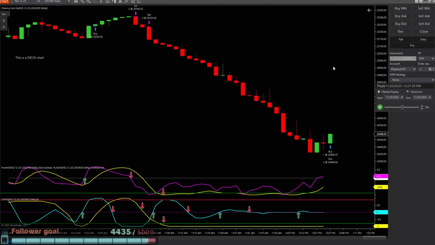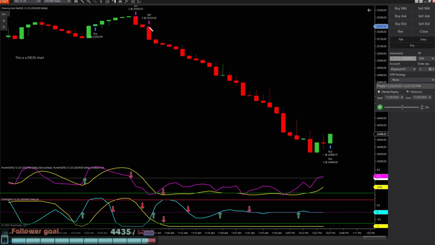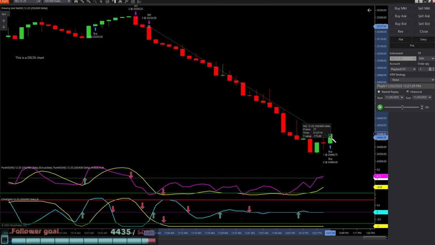Wow, did you see that? That's what you call precision. That is precision trading right there, guys. And if you look at it with this ruler, that went from here all the way here. That was about 773 points, okay?